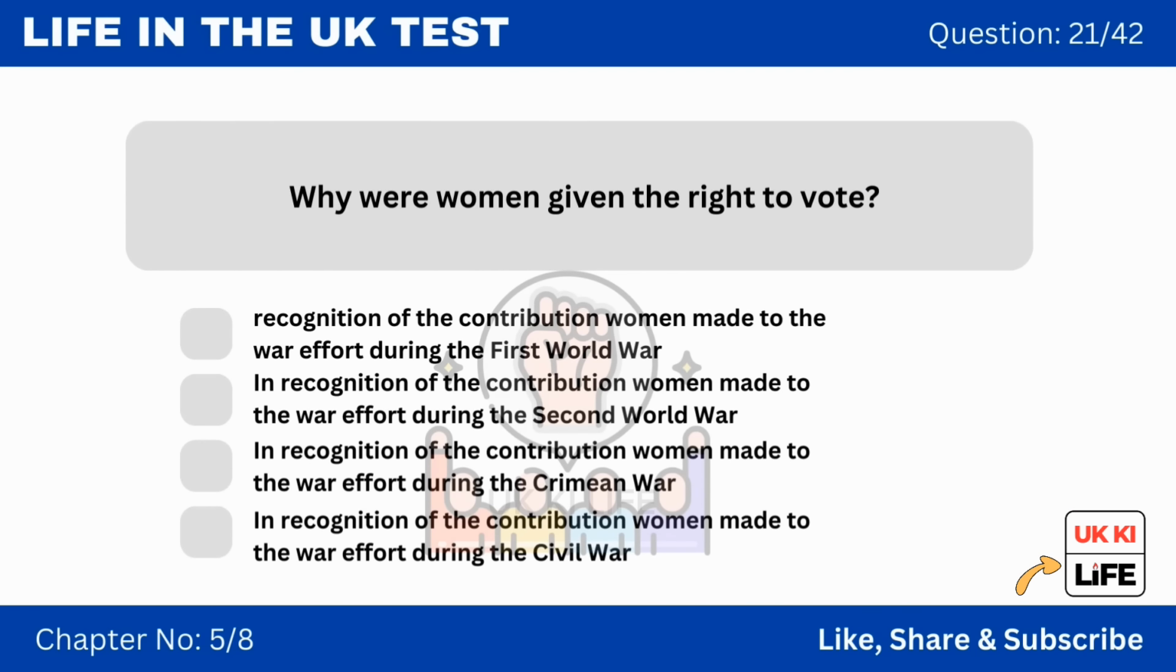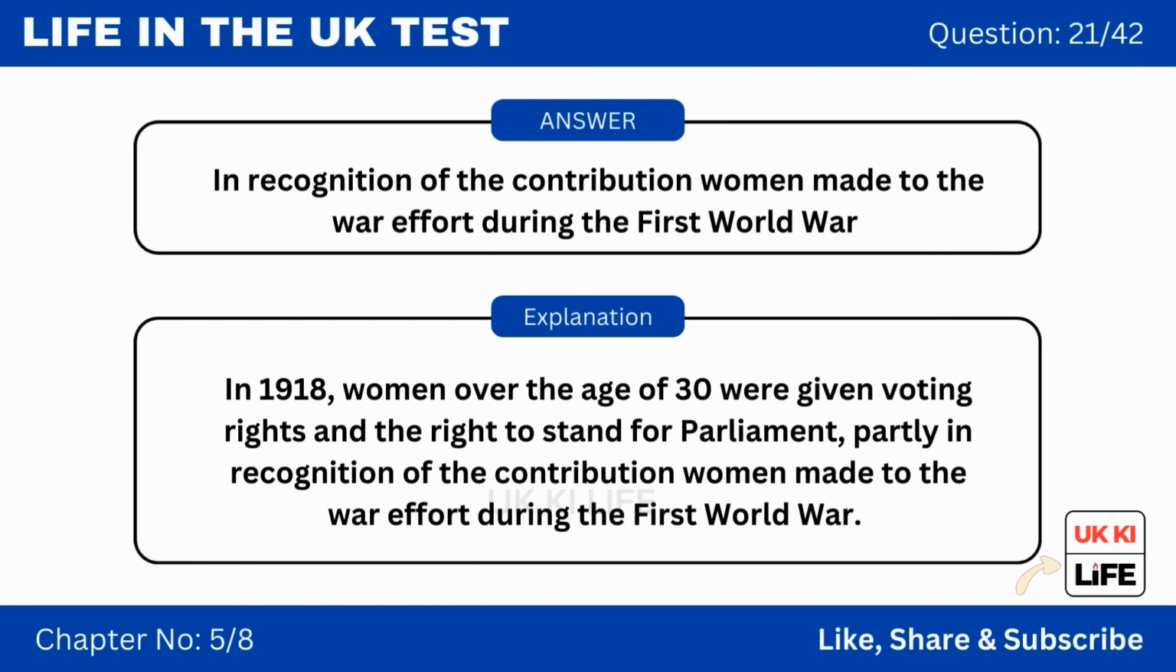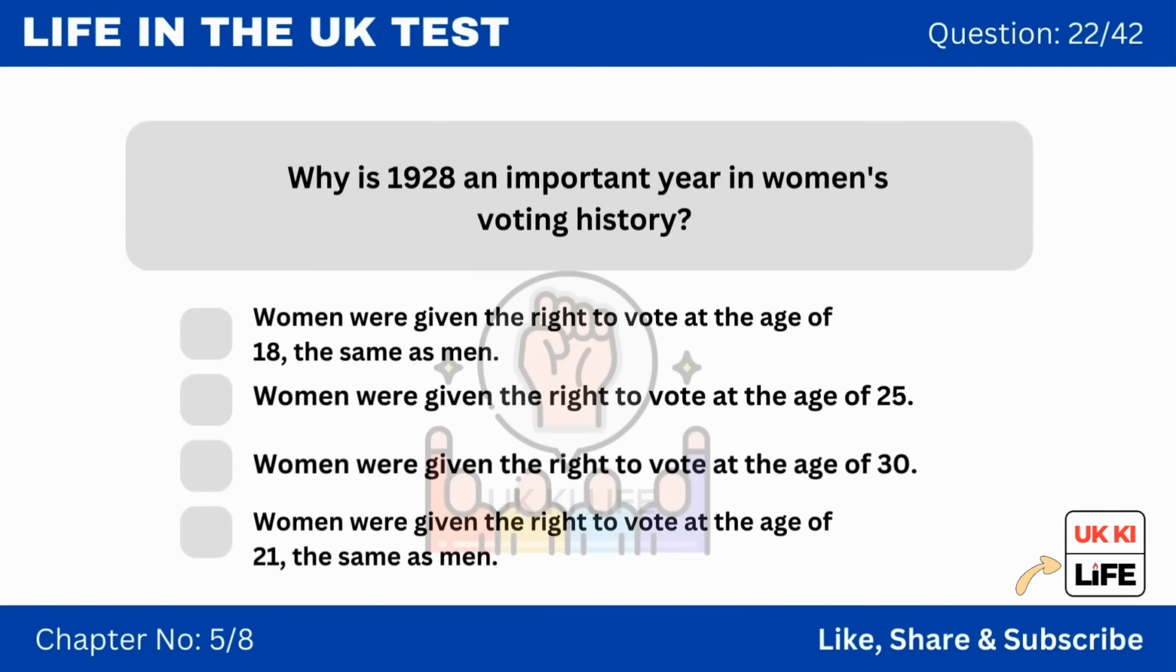The correct option is A. Explanation. In 1918, women over the age of 30 were given voting rights and the right to stand for Parliament, partly in recognition of the contribution women made to the war effort during the First World War. Question 22.